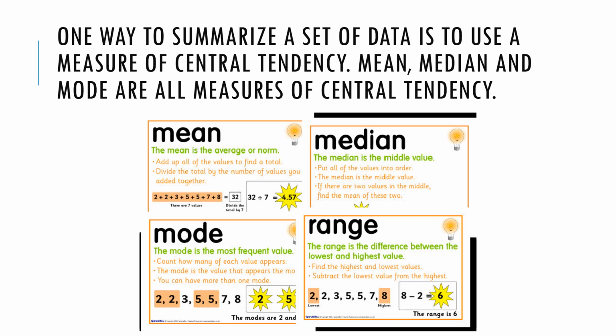So the mean is the average. The way you get that is you add up all the values to find the total and then divide by the number of values you added together.